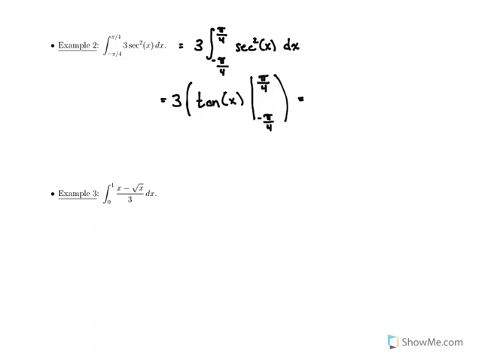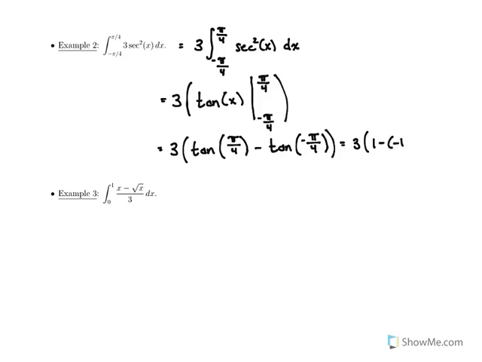This will give us 3 times tangent of pi over 4 minus tangent of negative pi over 4. Tangent of pi over 4 is 1. Tangent of negative pi over 4 is negative 1. This is going to be 3 times 2, which is 6.